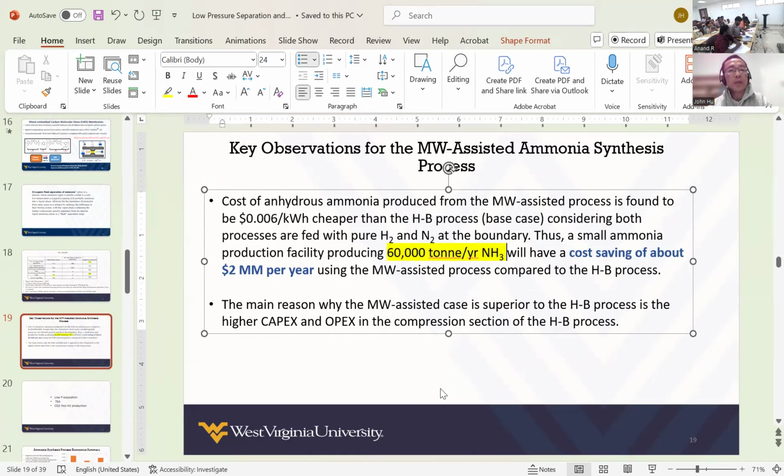You see the data. All the cases we are talking about are a 6,000 ton per year ammonia plant. It's a small scale because we believe for microwave or chemical looping, this is the so-called modular size we can build. But this is not laboratory. We use the laboratory data to project the productivity.